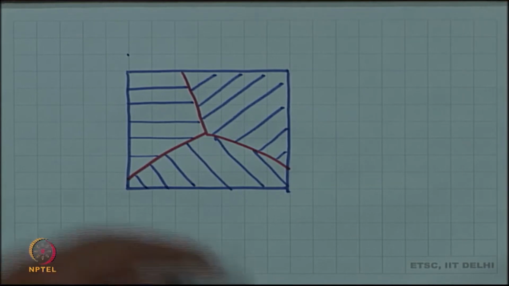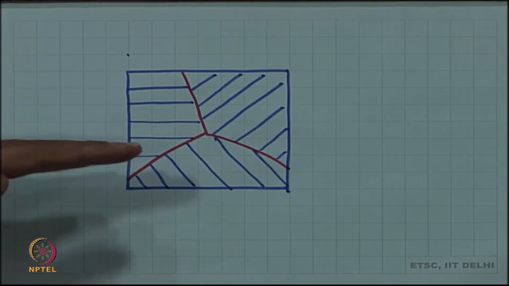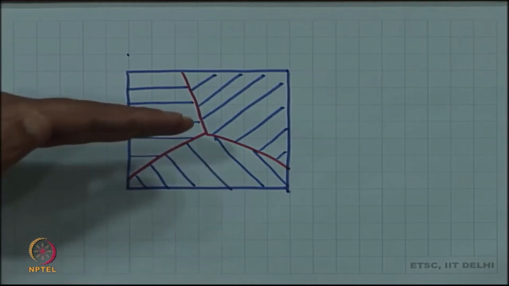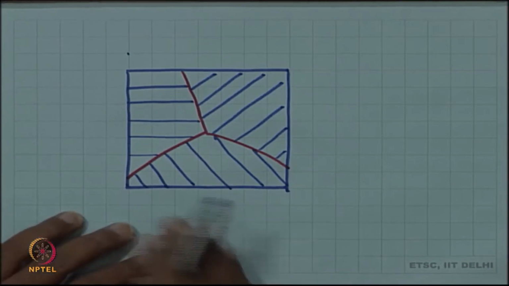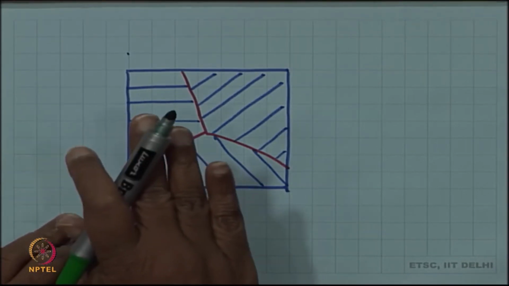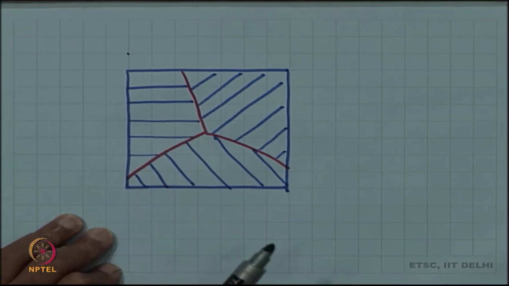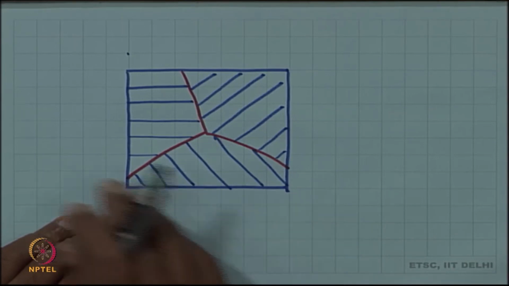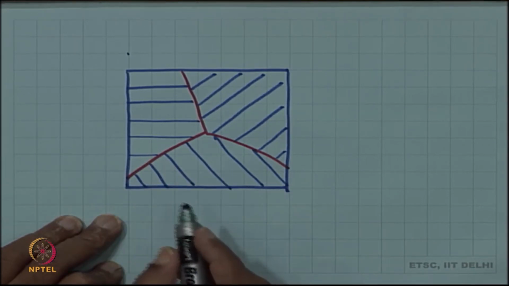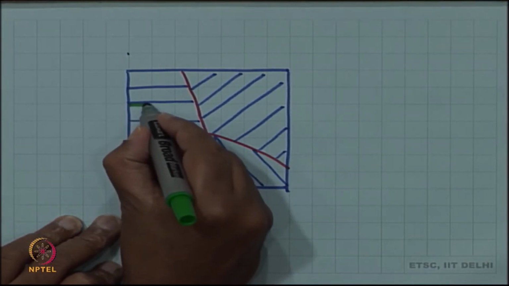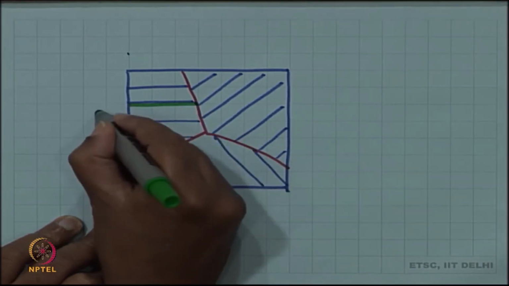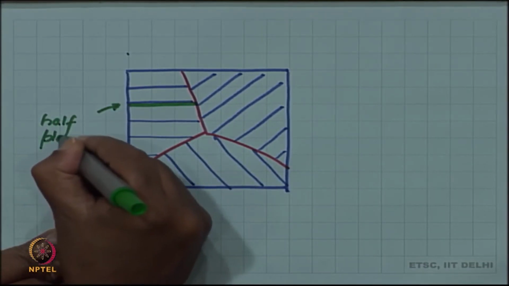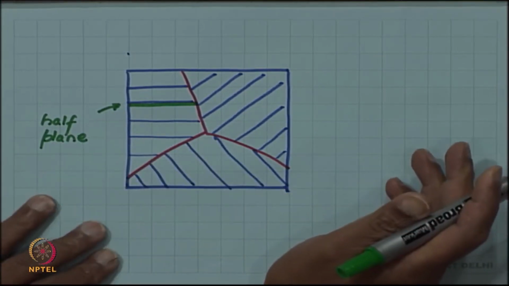Now, you should imagine that these planes which I have drawn are perpendicular to the plane of my drawing, the plane of the page, and are going into the crystal. If they are going right from the top face of the crystal to the bottom face, they are continuous planes and there is no dislocation. If I want to introduce a dislocation, one of these planes has to be a half plane. So, let me say that this plane is a half plane.